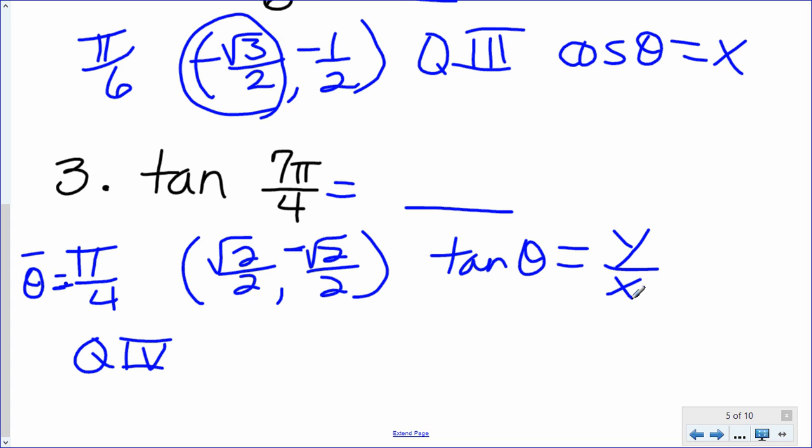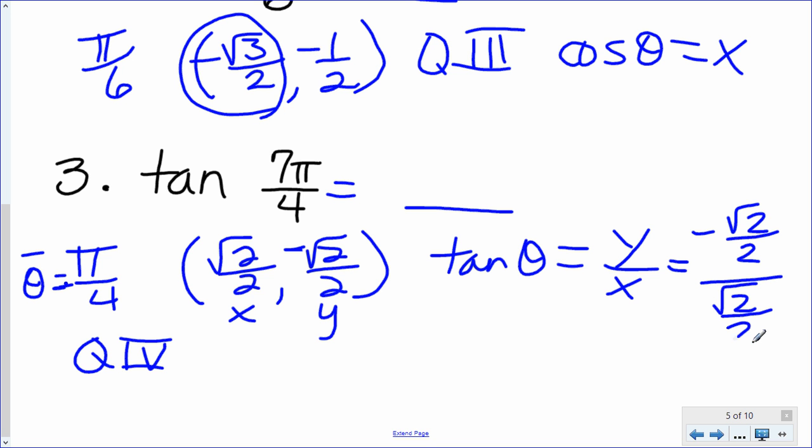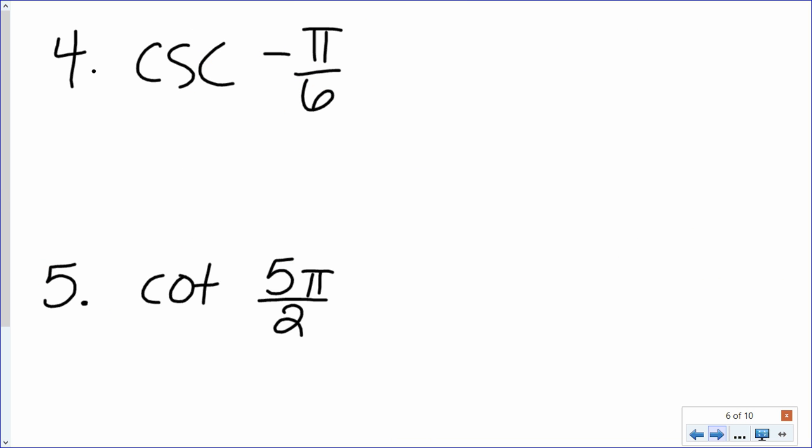So, if we take y and put it over x, that's just going to equal negative 1. Because you're dividing the same thing by itself, but you have a negative divided by a positive. So it equals negative 1. All right, so now we're going to look at some examples with the reciprocal functions, but the process is the same, okay?